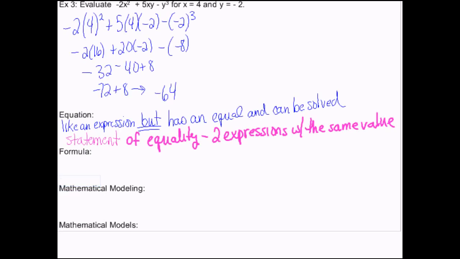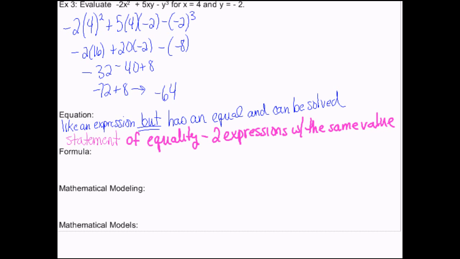Okay, so an equation. An equation is like an expression in that it has a collection of letters and numbers, variables and numbers. There's addition, subtraction, multiplication, division. The difference is it has an equal sign and it can be solved. Technically, an equation is a statement of equality with 2 expressions having the same value.